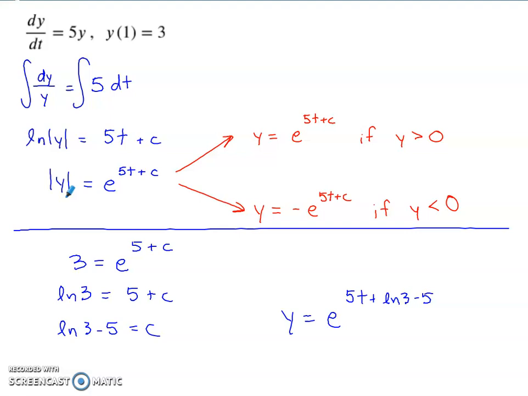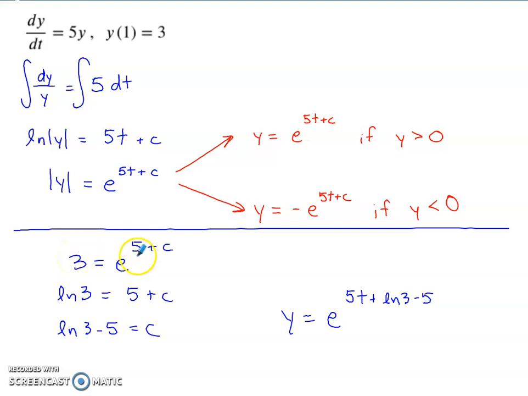Now here's what this amounts to. y is going to be equal to e to the 5t plus c if y is greater than 0, but if y is negative, y is going to be equal to the opposite of e to the 5t plus c. So if we don't use an arbitrary constant, we're going to have to judge on a case-by-case basis whether or not we need a negative sign in front of our base e or a positive sign in front of our base e.